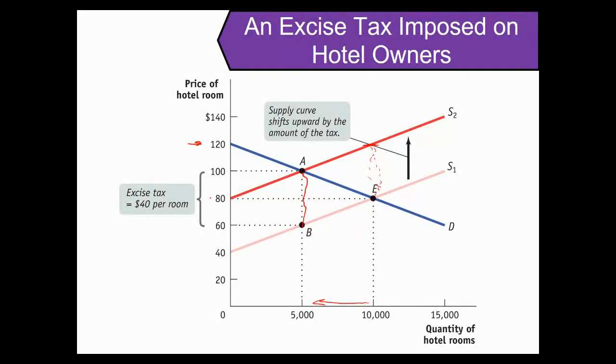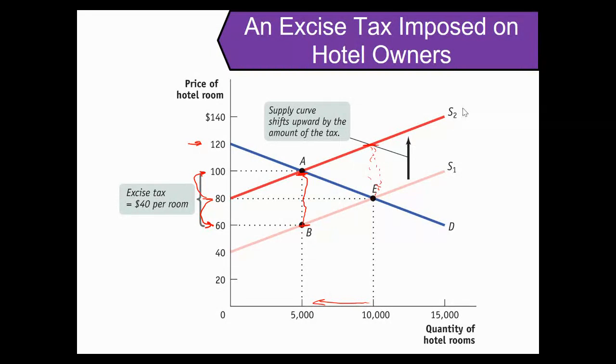So in theory, prior to taxes, consumers were willing to pay $80 for the room, but now the consumer has to pay $100. The producer used to receive $80, now they're only receiving $60 because of this $40 excise tax per room per night. So this is the excise tax imposed on the owner.